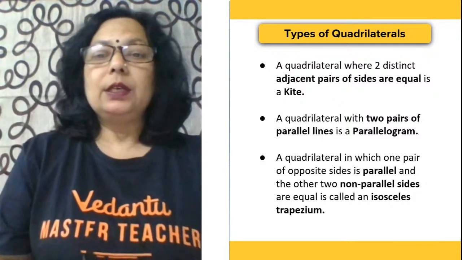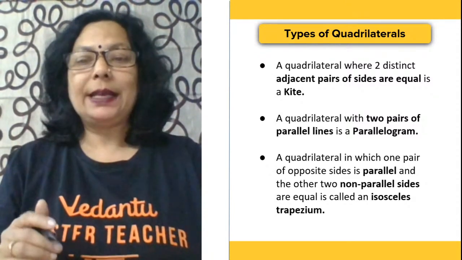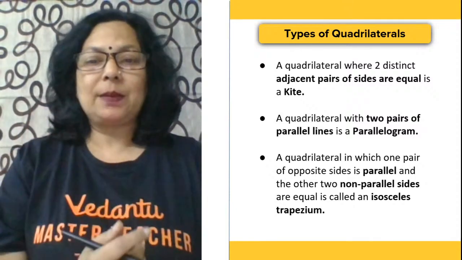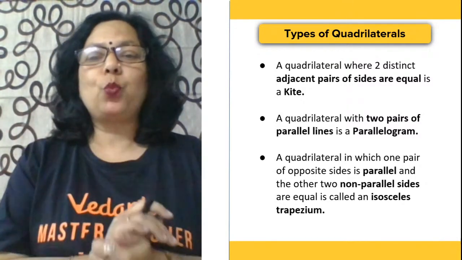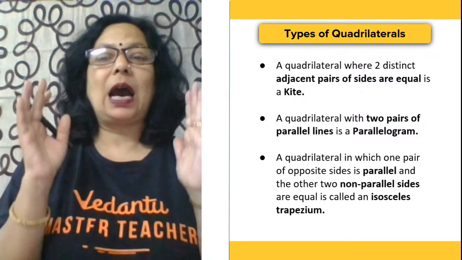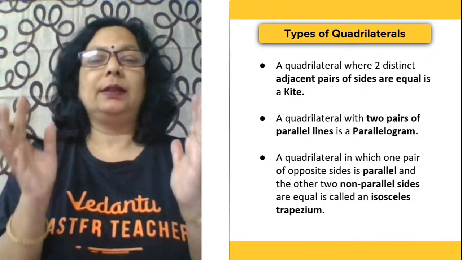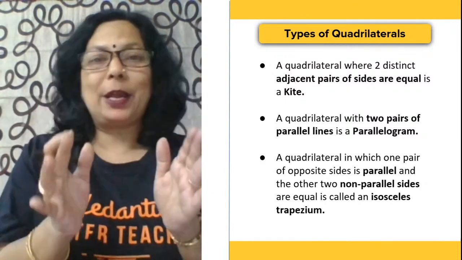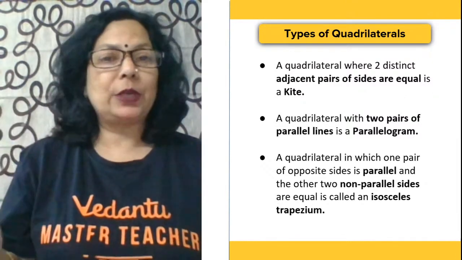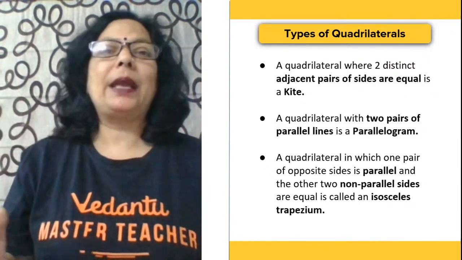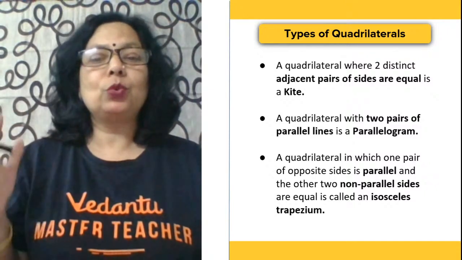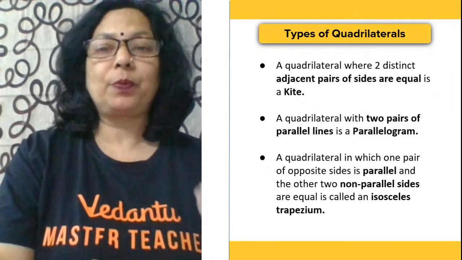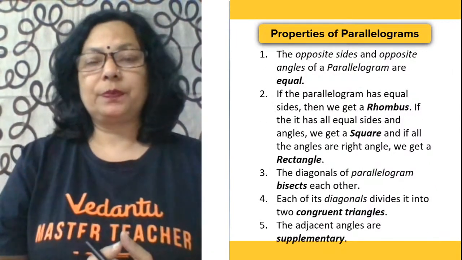A quadrilateral with two pairs of parallel sides, where the opposite pair of sides is parallel, is a parallelogram. A quadrilateral in which one pair of opposite sides is parallel and the other two are non-parallel but equal is called an isosceles trapezium. A trapezium has one pair of sides parallel and one pair of sides non-parallel. If the non-parallel sides are equal, it is called an isosceles trapezium. We had done the questions on the properties of isosceles trapezium earlier in my previous session.